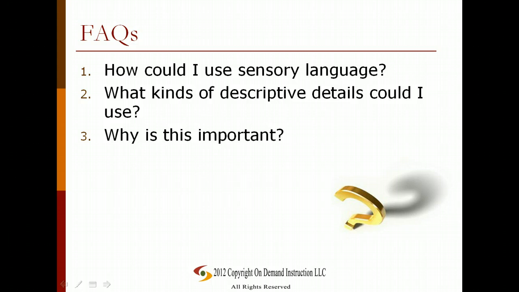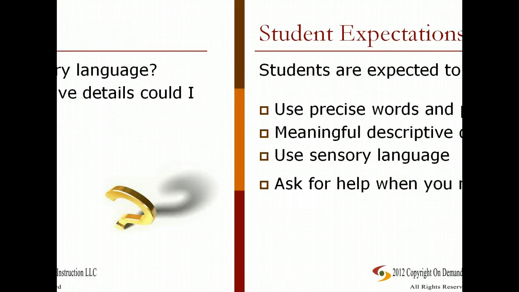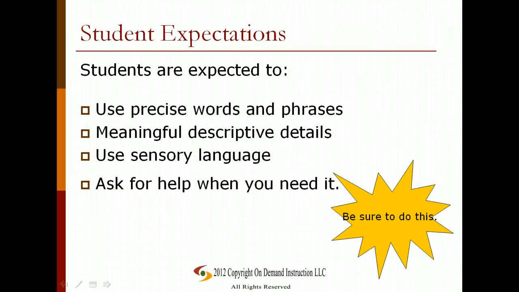Why is this important? Precise language and telling details are important in conveying an idea or thought exactly the way the author wants it to be told. An author may not be able to get his point across without using these techniques. As a student, you're expected to be able to use precise words and phrases and meaningful descriptive details along with sensory language to convey experiences and events.